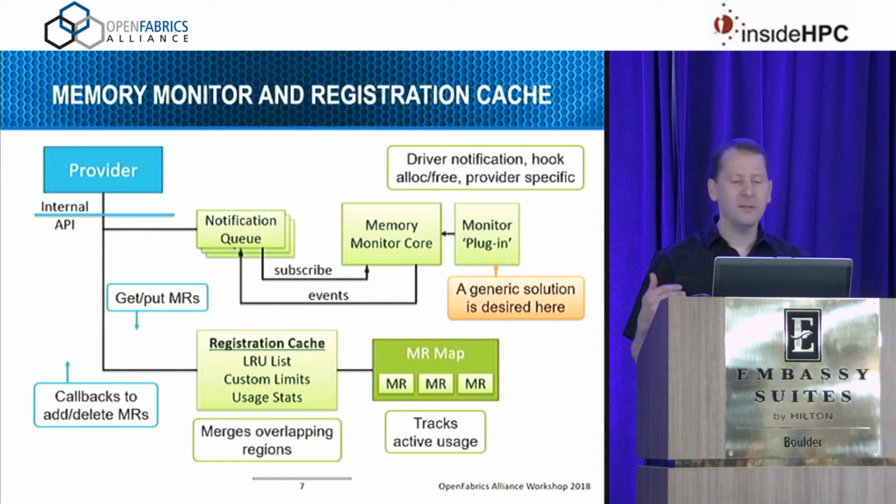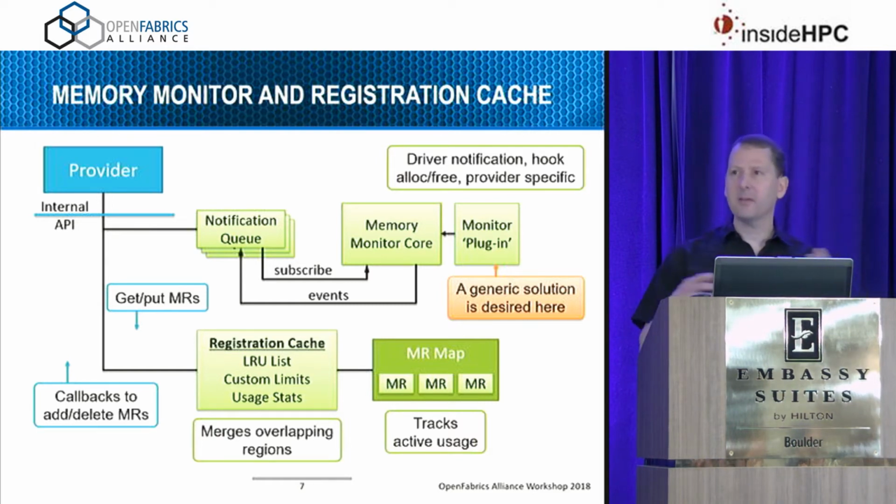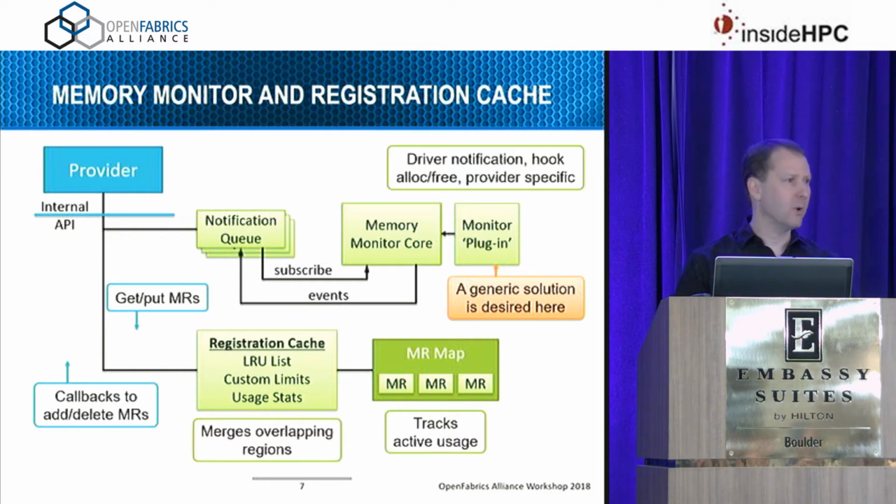Once it's inactive, we have a least recently used list that we maintain. And we have some parameters on the cache in terms of how large a maximum size, for example. Once we go beyond a megabyte or 10 megabytes or a gigabyte, we don't want to cache the registration. We want to register it. As soon as the application says, I'm done with the memory region, deregister it.